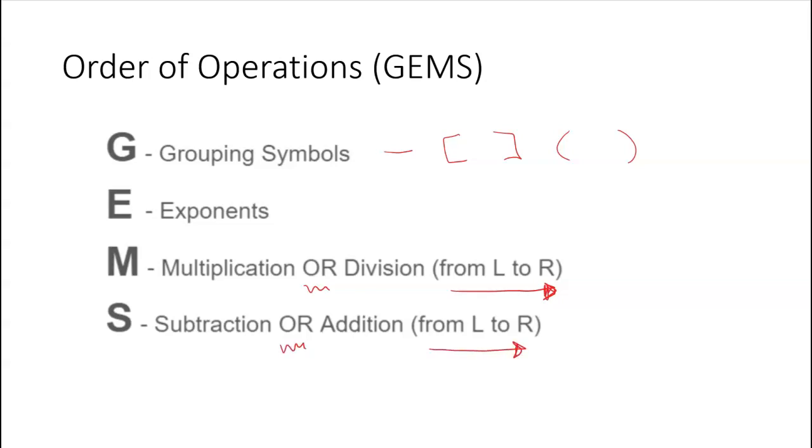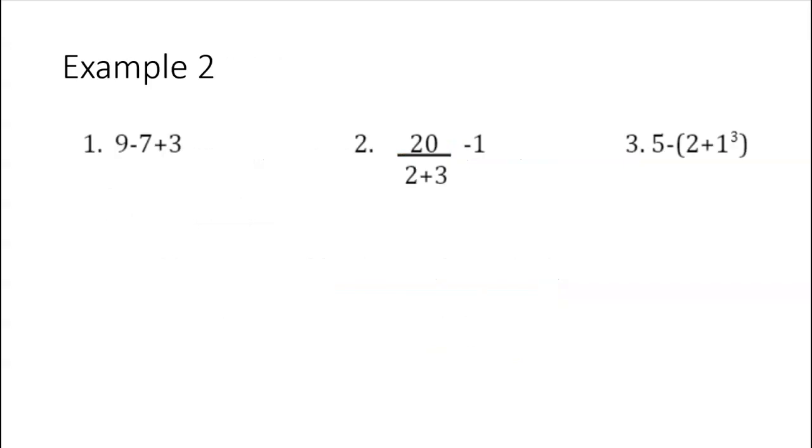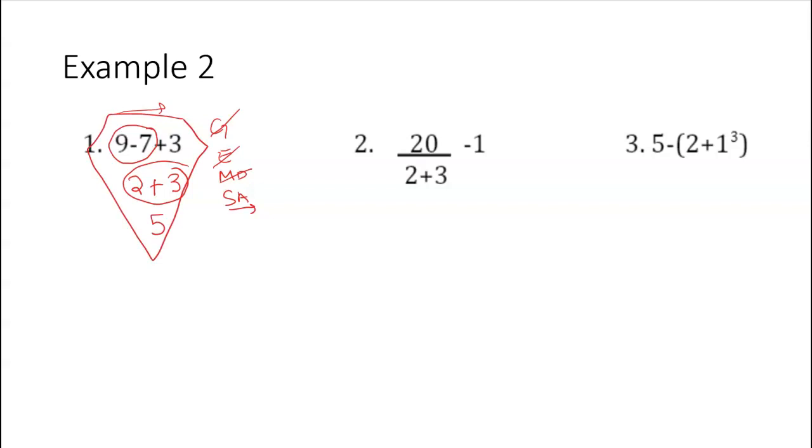So let's do a couple examples here. I'm going to look at GEMS. Do I have any grouping symbols? Nope. Exponents? Nope. Multiplication or division? Nope. Subtraction or addition? Yes. And I'm going to go from left to right. The first operation I see is subtraction, so I'm going to circle the subtraction and bring down the plus 3. 9 minus 7, we get 2. And then we only have one operation left, so that gives us 5. Why do I call it GEMS? Because we can make a cool gem at the end.